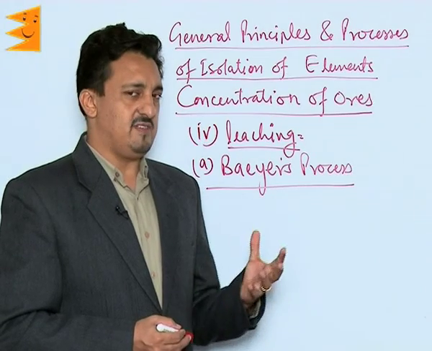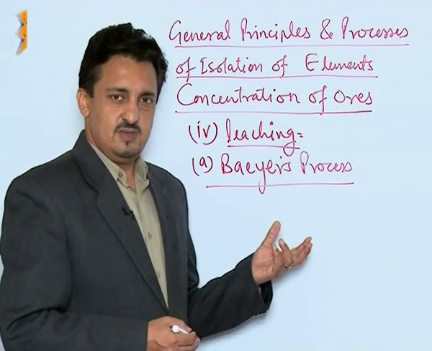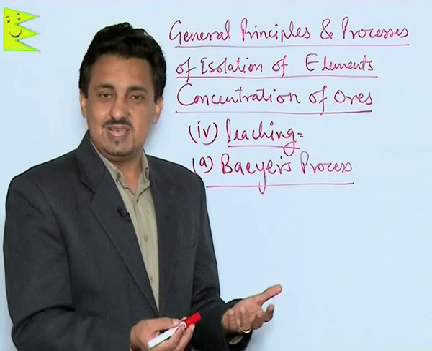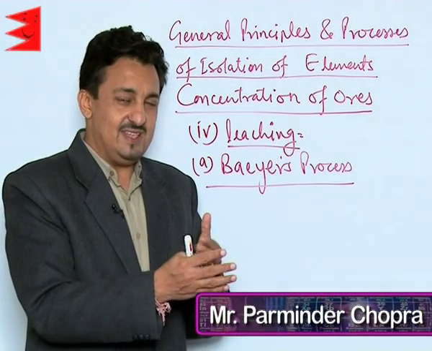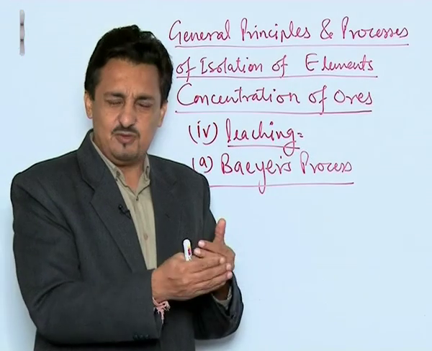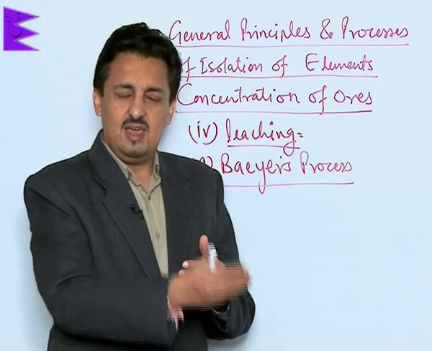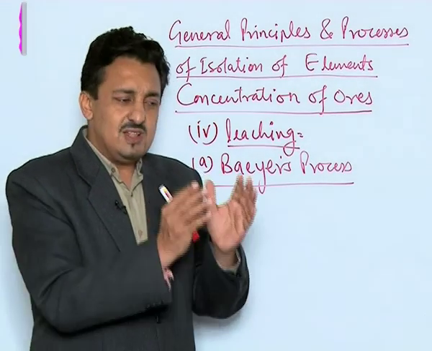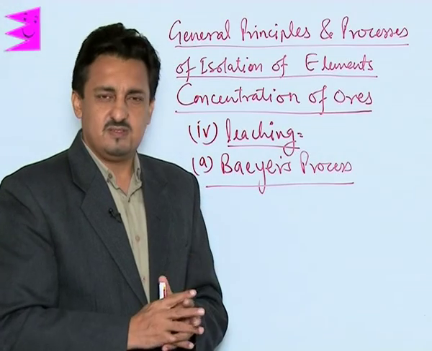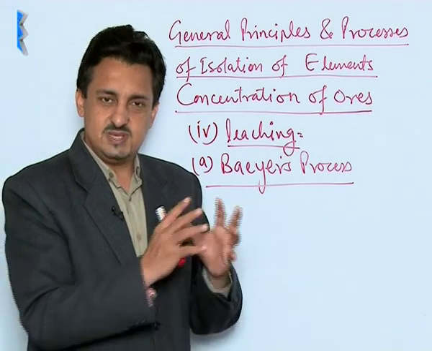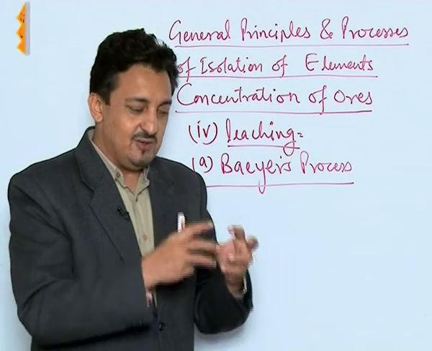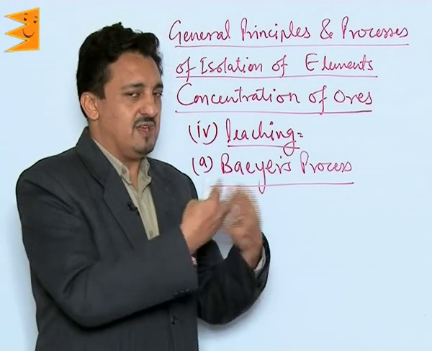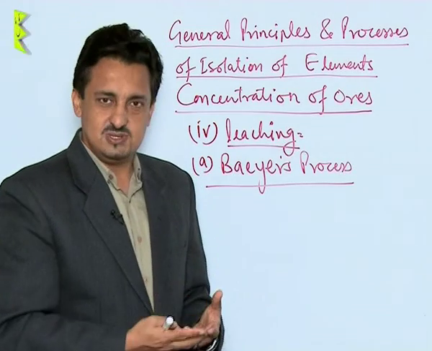The fourth method of concentration of ores is leaching, also called chemical separation. It is done mainly when there is hardly any difference in the physical properties of the gangue and the ore. So we cannot separate them using any of their physical properties. They cannot be separated, so chemical treatment is done. We try to separate the ore from the gangue particles by some chemical reactions.